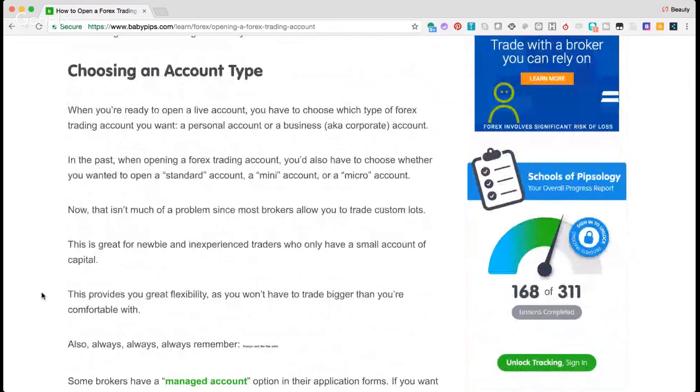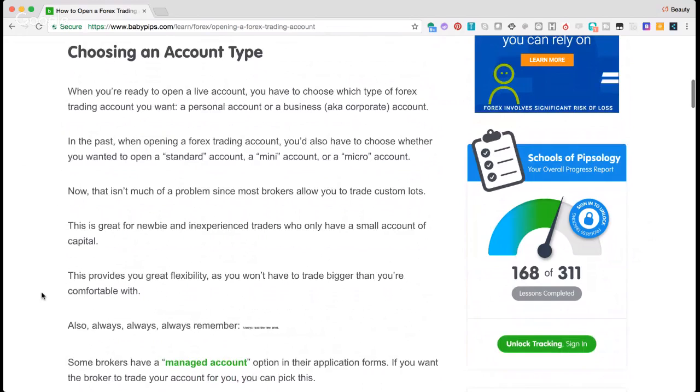When you're ready to open a live account, you have to choose which type of Forex trading account you want: a personal account or a business, also known as a corporate account. In the past, when opening a Forex trading account, you'd also have to choose whether you wanted to open a standard account, a mini account, or a micro account.